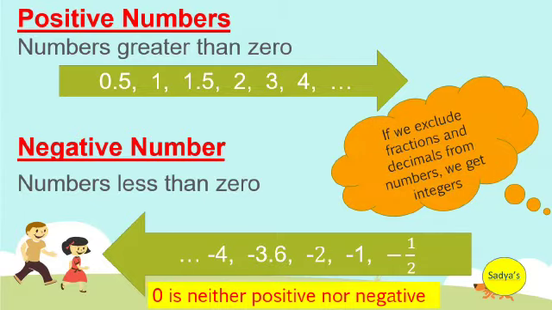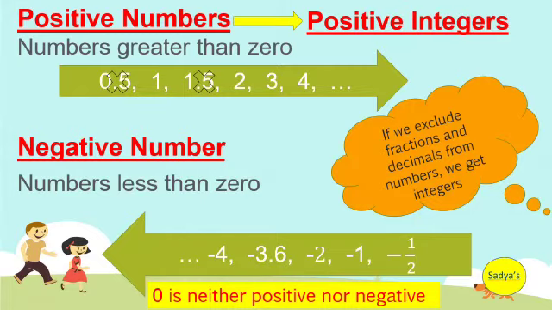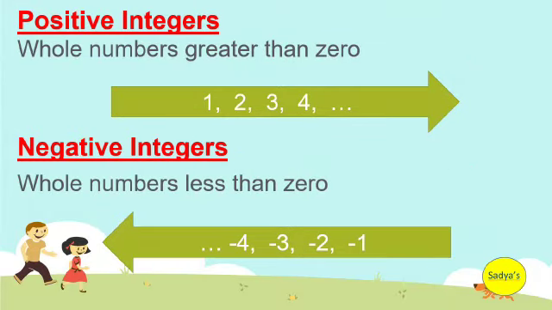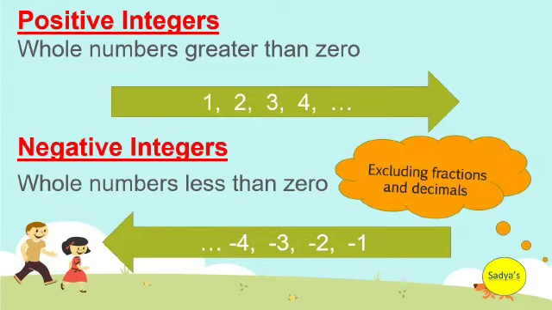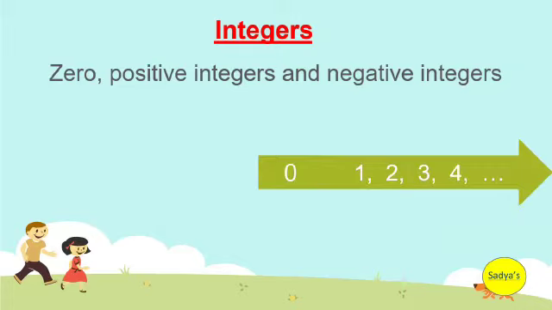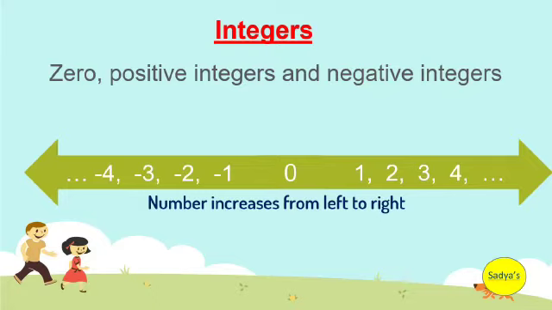If we exclude fractions and decimals from numbers, we get integers. So here, removing 0.5 and 1.5 turns positive numbers into positive integers. Similarly, removing negative 3.6 and negative 1 by 2 from negative numbers gives us negative integers. In short, positive integers are whole numbers greater than 0 and negative integers are whole numbers less than 0. Remember that fractions and decimals are not allowed. Integers in general is collection of 0, positive integers and negative integers. This is known as the number line, which we will discuss shortly.